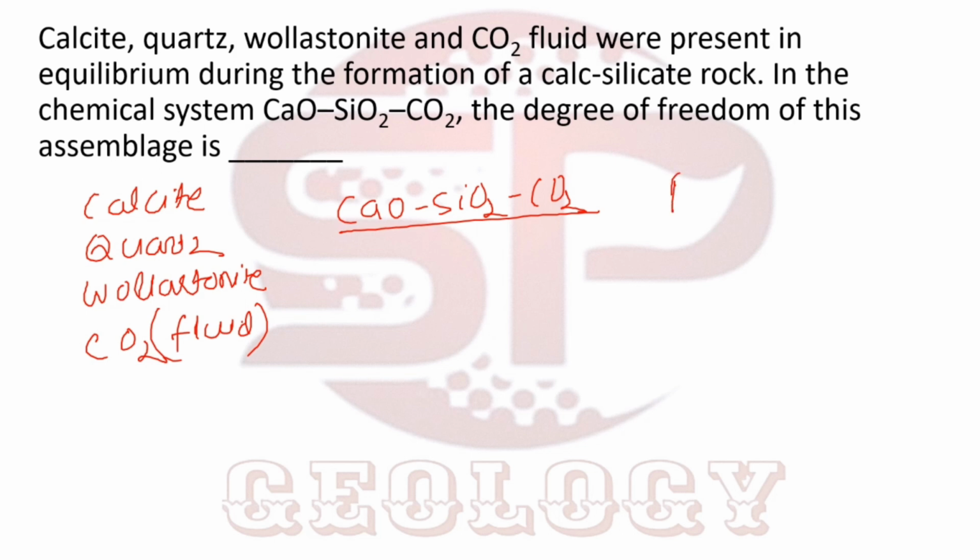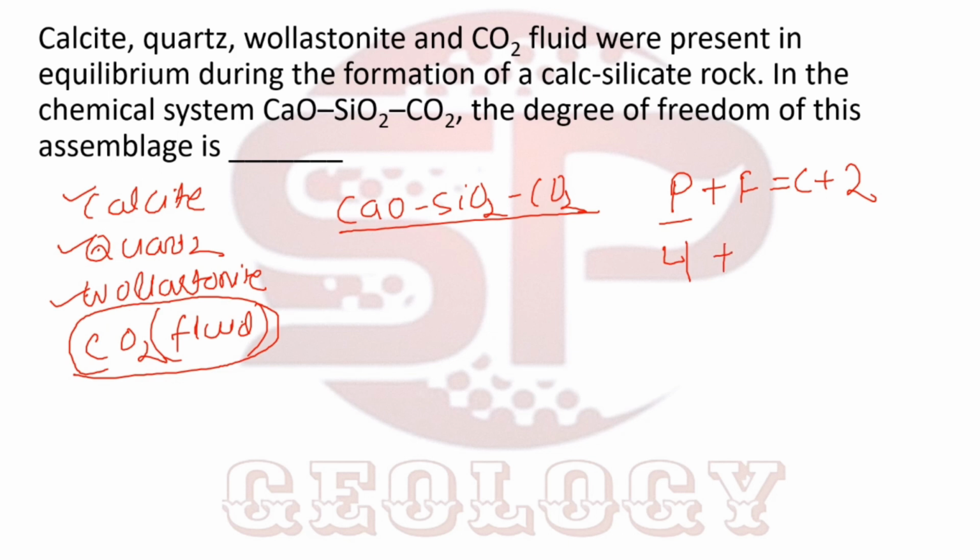So for degree of freedom, we require phase and component. So what is a phase? It is a physically separable unit. You remember the number of minerals present. All the minerals can be counted as phases. So here the minerals present are calcite, which is in solid condition, quartz, wollastonite, they all are minerals, so they can be considered as phases. So calcite will be one phase, then quartz will be one phase, wollastonite will be one phase. Then CO2 fluid will also be considered as one fluid phase. So there are three solid phases, one fluid phase, so phase is 4.